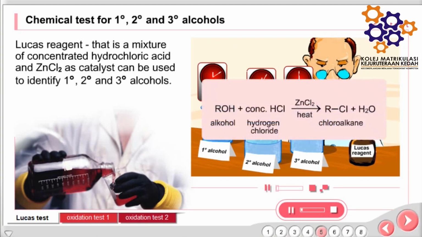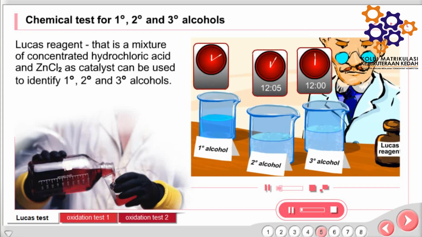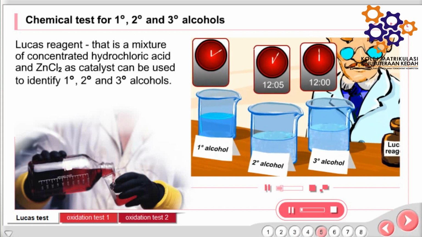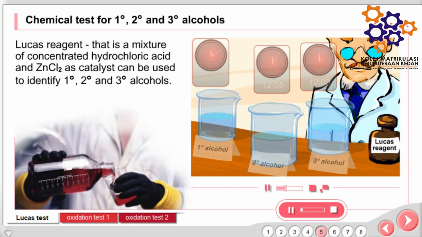We've learnt that a mixture of concentrated hydrochloric acid and zinc chloride as catalyst is called Lucas reagent. This reagent can be used to distinguish among the different classes of alcohol. The measure of reaction rate is the time taken for the appearance of cloudiness in the reacting solutions.